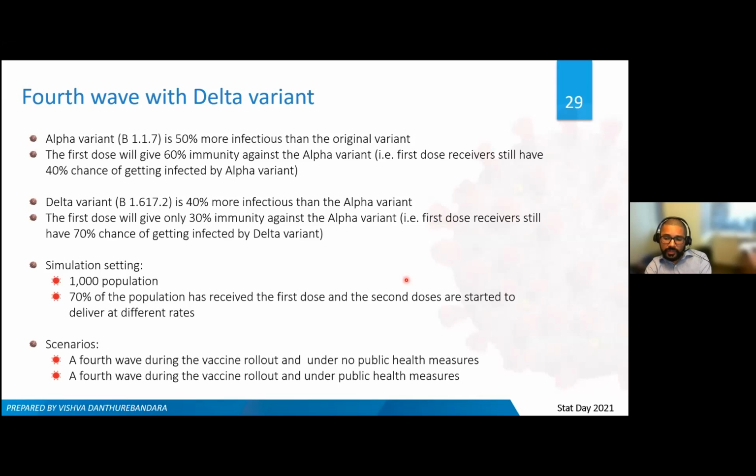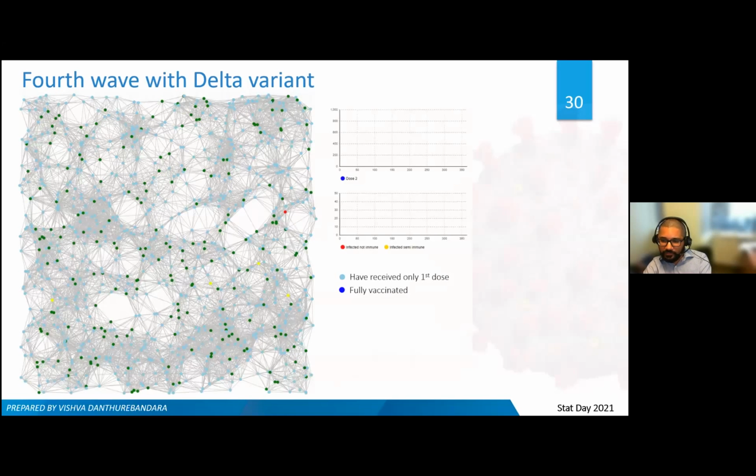We simulated 2 scenarios: a 4th wave with the Delta variant during the vaccine rollout under restrictions, and the second scenario with no restrictions. All right, every dot is a member of this population of size 1,000. Light blue dots have already received their first dose, right? Green dots are unvaccinated. Once they become fully vaccinated, they will become blue in color. Let's see how it goes.